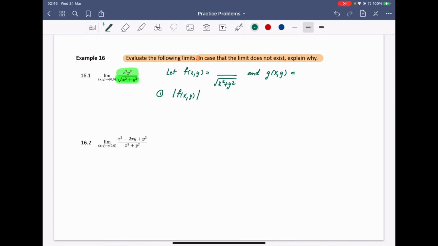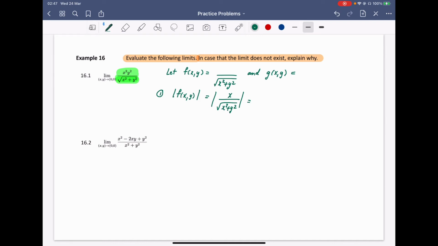We need to bound it with some positive number m. So what should I pick on the top here to get the easy bound? Because at the end, you want a single number that can bound this absolute f. So maybe I just try x first, for example. Let's say I try x.